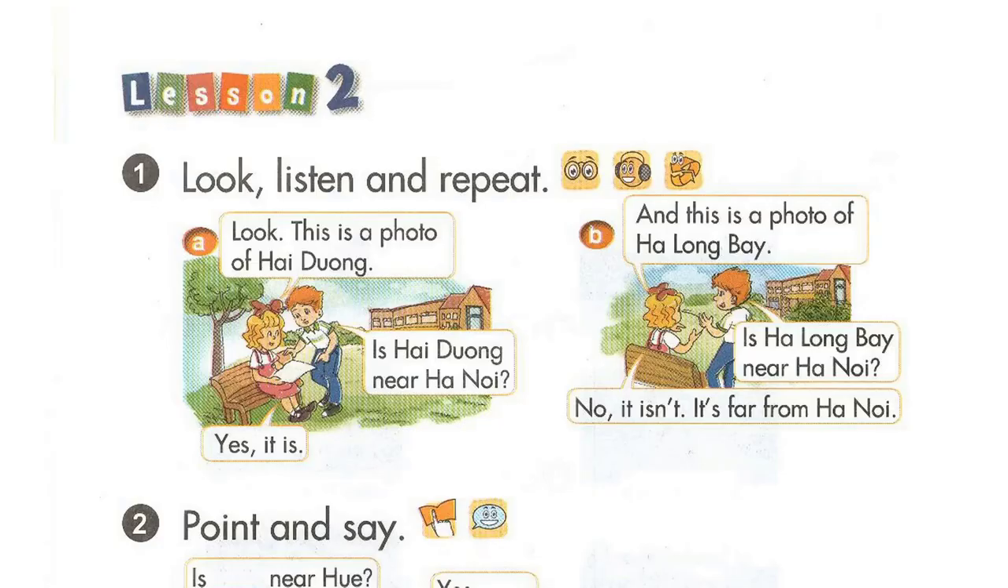Page 66. Lesson 2. Activity 1. Look, listen, and repeat. A. Look! This is a photo of Hai Phong. Is Hai Phong near Hanoi? Yes, it is. B. And this is a photo of Ha Long Bay. Is Ha Long Bay near Hanoi? No, it isn't. It's far from Hanoi.